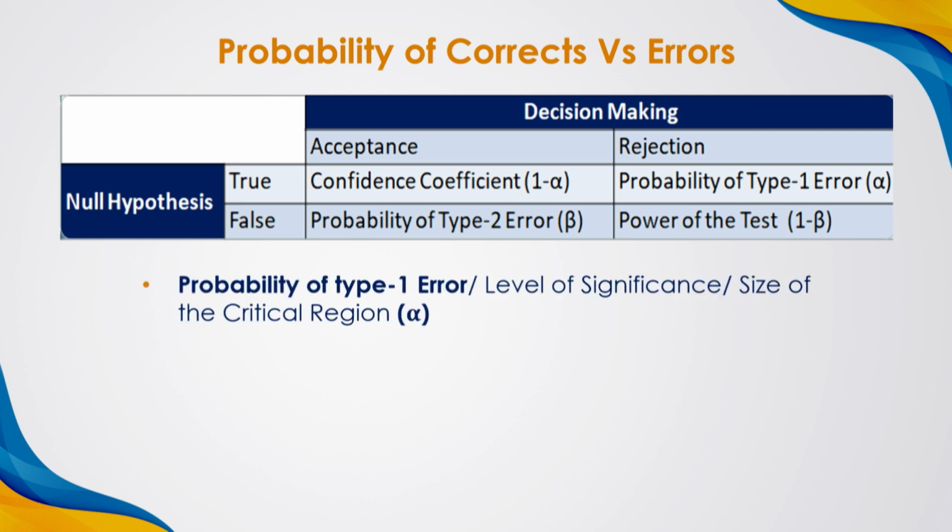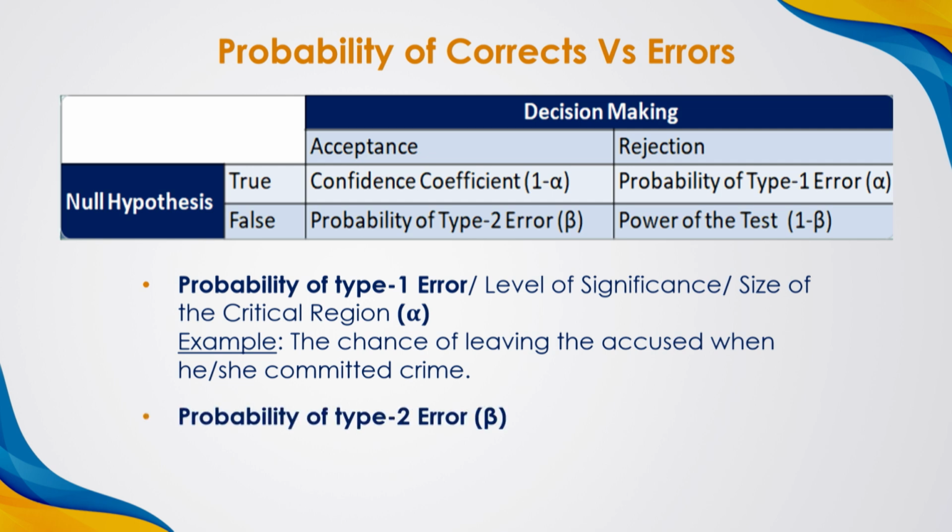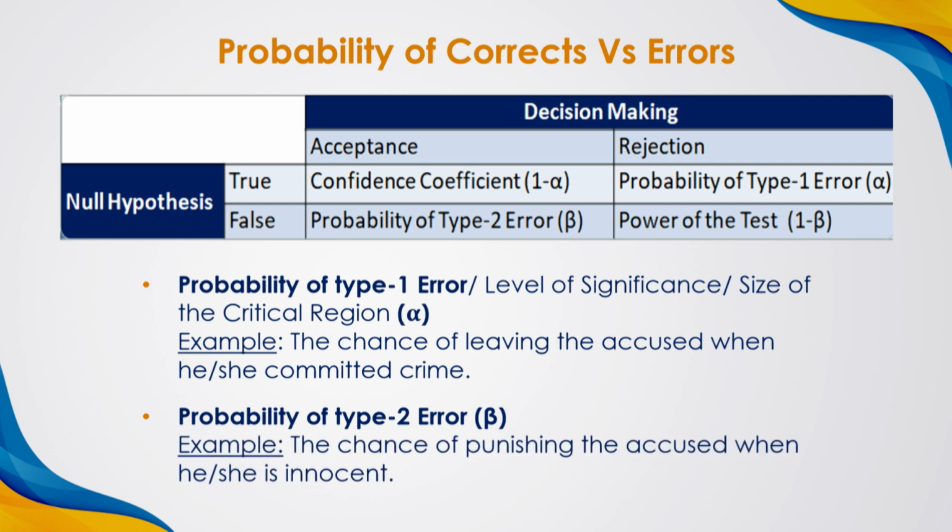The probability of type 1 error is also called level of significance, or size of critical region, alpha. The example for probability of type 1 error is the chance of letting the accused go free when he or she committed the crime. The probability of type 2 error is called beta. The example is the chance of punishing the accused when he or she is innocent.